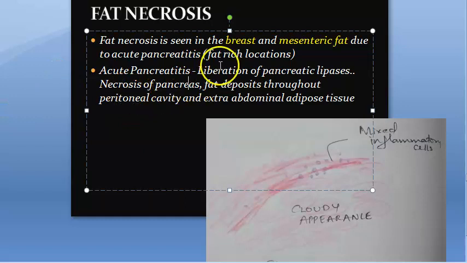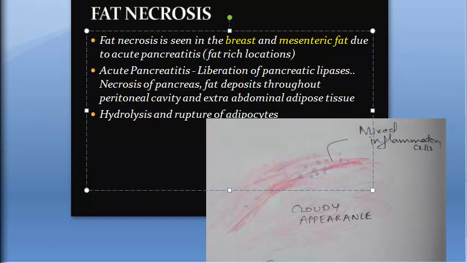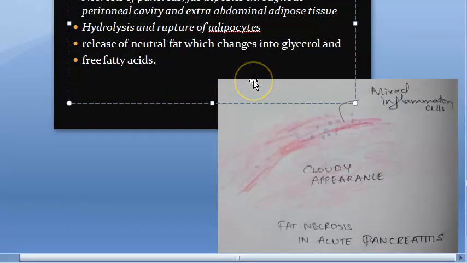Okay. So why does it happen? Because of injury or inflammation. So all the causes you can write. Then what happens in this? There is hydrolysis and rupture of adipocytes. So what actually happens to the fat tissue? There is hydrolysis and rupture of adipocytes. Okay. And there is release of neutral fat which changes into glycerol and free fatty acids. So what is coming out of these adipocytes? Free fatty acids. Okay. Neutral fat.